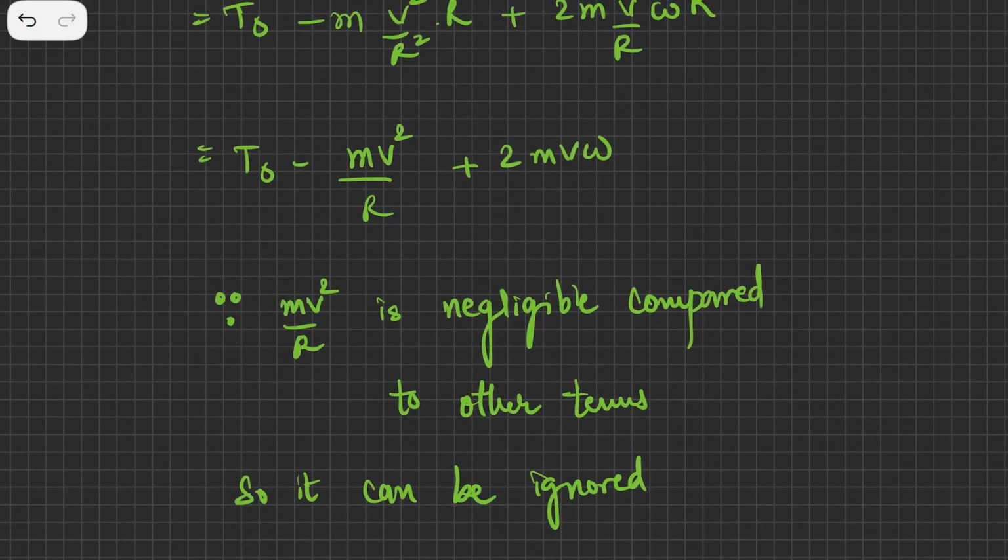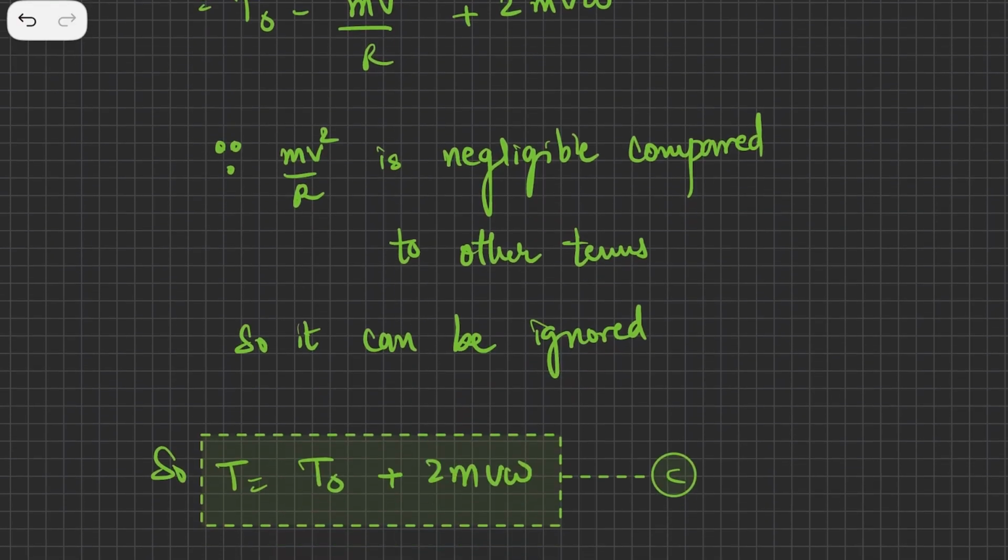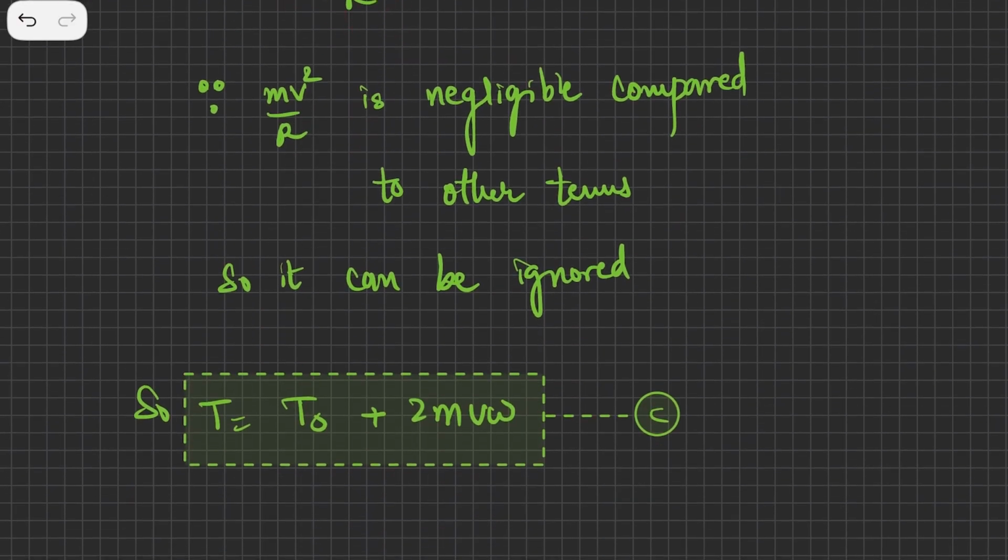Now if you see, the velocity of the ship and the mass of the ship is too low in comparison to the radius of the earth. The radius of the earth is 6,400 km, which is pretty large compared to these two things. So this term is negligibly small. Because m v square by r is negligible compared to the other terms, we can say that it will be ignored. So I have ignored this term, and what remains is T, that is the net tension while it is moving, is equal to the tension while it is not moving, plus 2 m v omega. This would be the answer for the C part.